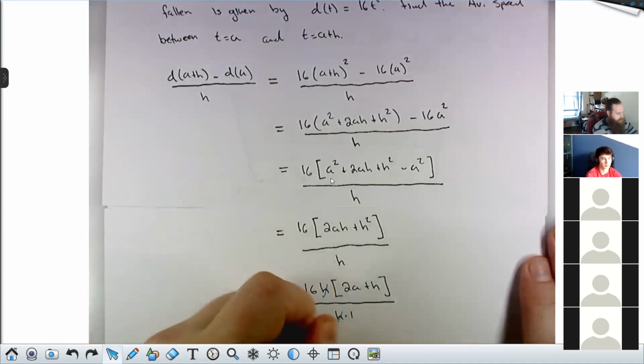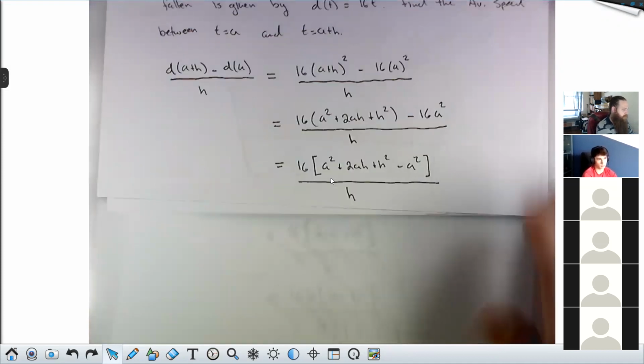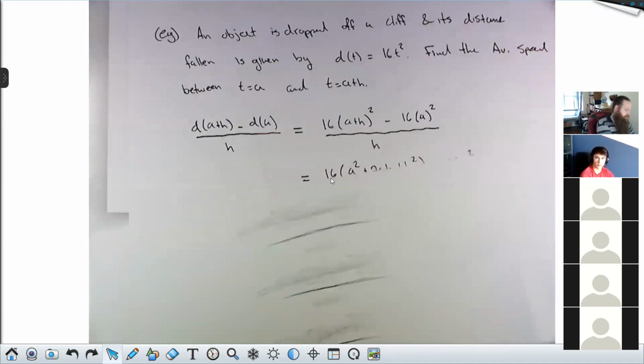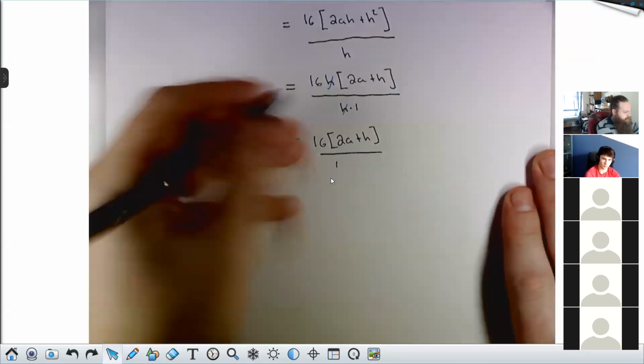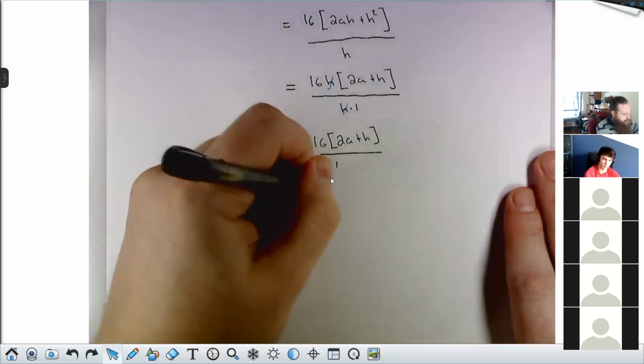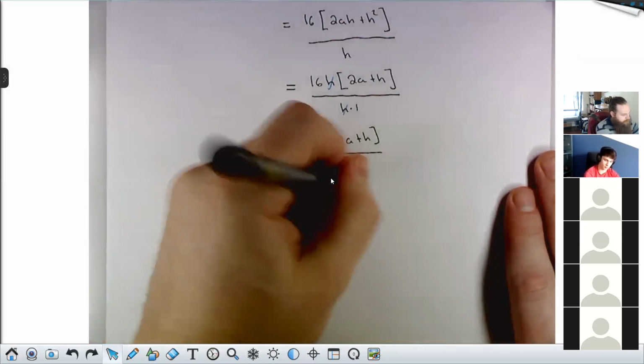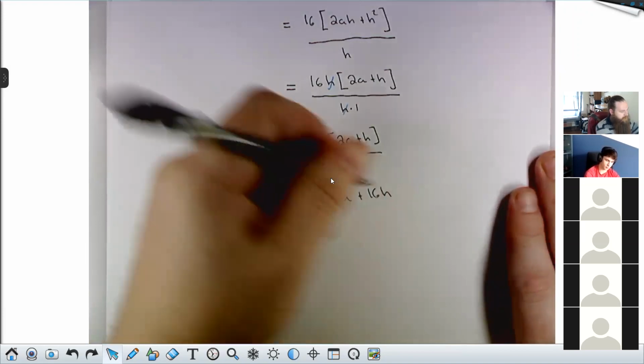So this is 16 times 2a plus h, over 1. Of course, dividing by 1, not consequential. Stop writing my fraction now. And I'll also distribute the 16. So I get 32a plus 16h.